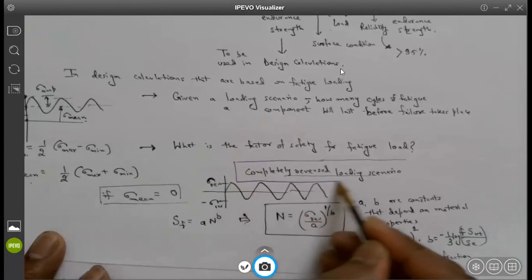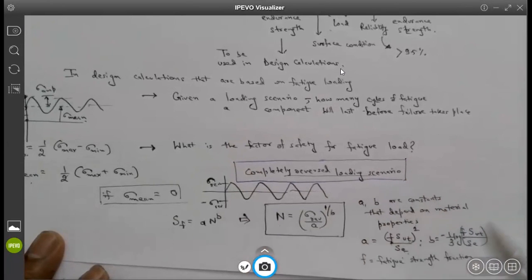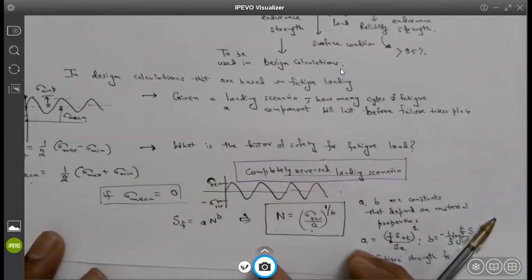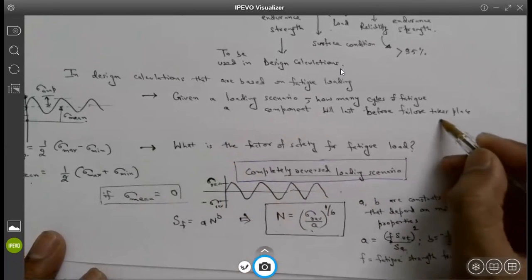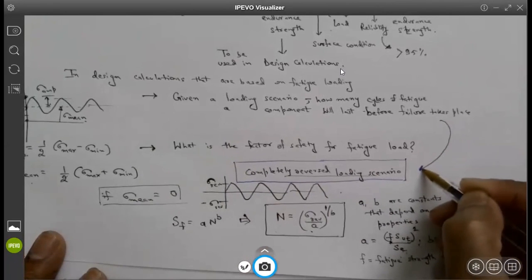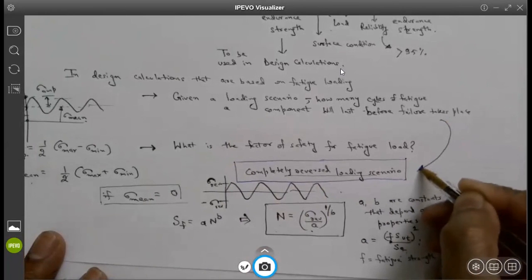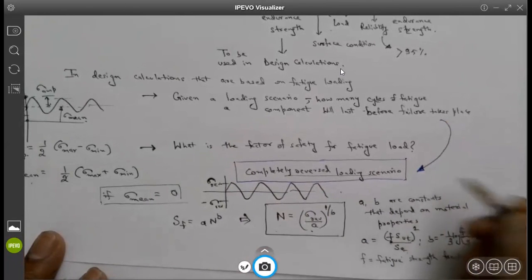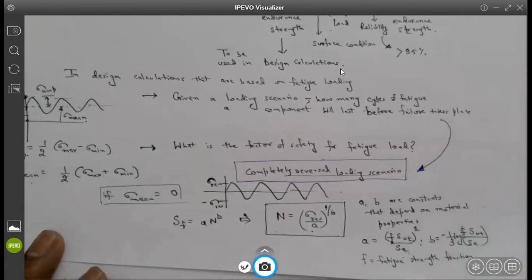If you do not have that loading scenario, what is going to happen? That we will actually learn in a second. So if you do not have this completely reverse loading scenario, how to use this formula? We will cover that case as well in a short while from now. But this specific expression answers the first question, that if you are given a completely reverse loading scenario, you can determine the number of cycles a component can last before it fails. Is everybody with me so far?